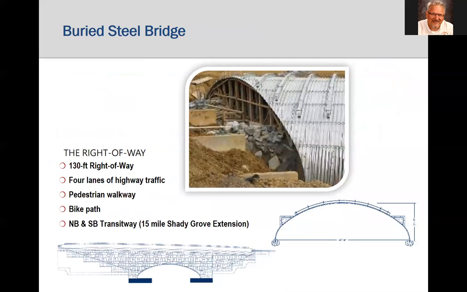The Century Boulevard Bridge is a wide structure. In addition to 4 lanes of highway traffic, the 130-foot right-of-way accommodates a pedestrian walkway, a bikeway, and future transit ways that will facilitate a 15-mile extension of the Shady Grove Metro line.